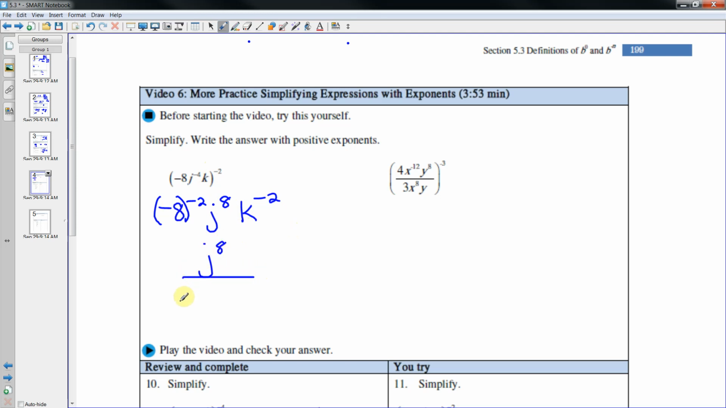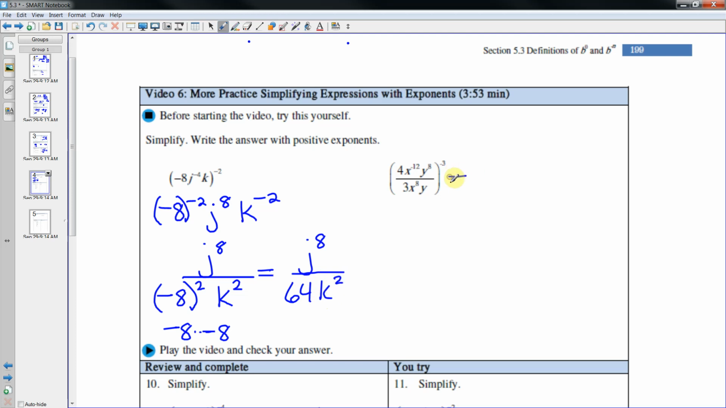He's going to stay in the numerator. -8 to the -2 is going to come to the denominator and become -8 squared. K to the -2 needs to come to the denominator and become k squared. So that's going to give me j to the 8 over -8 squared, which is -8 times -8. So that's a +64 k squared.